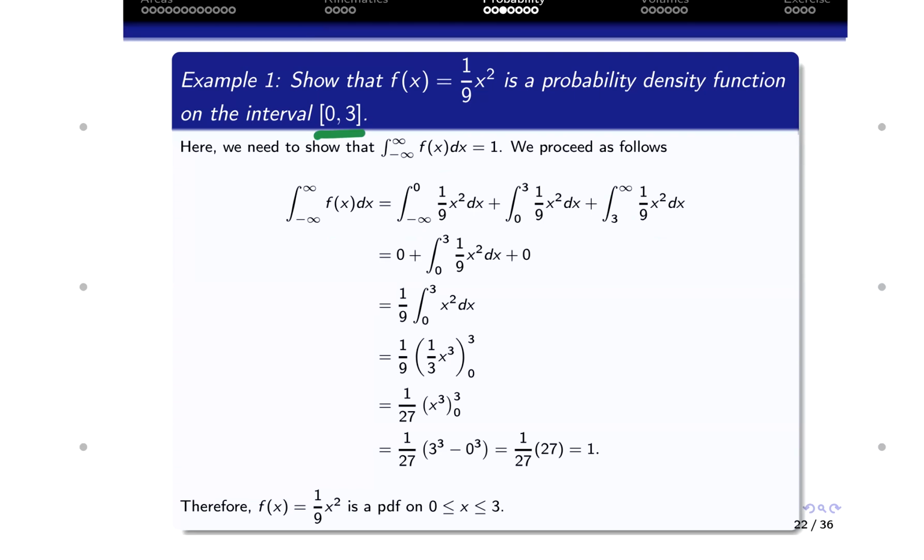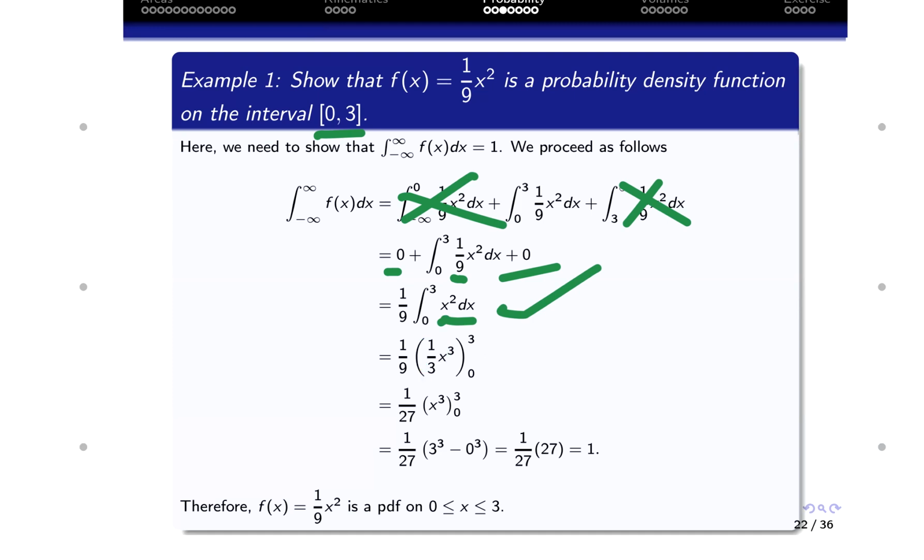You have 1 over 9 integral. So take the 1 over 9 out. So 1 over 9 integral of x squared dx from 0 to 3. And if you integrate x squared, you get x cubed over 3, which is the same thing as 1 over 3 x cubed. And that has to be evaluated from 0 to 3. So you can take out this 1 over 3 again to join 1 over 9. So you have 1 over 9 times 1 over 3, and that's 1 over 27. And you have x cubed to be evaluated from 0 to 3.